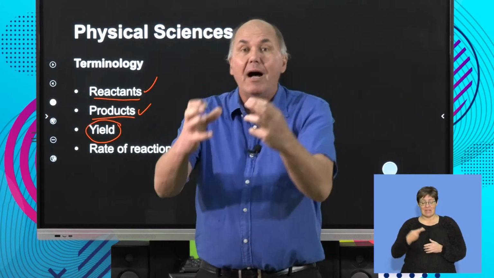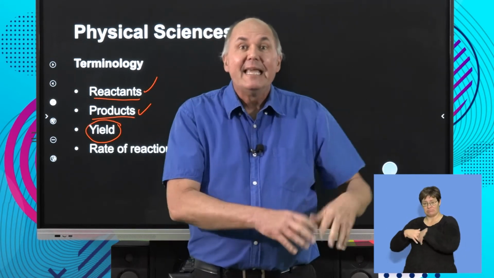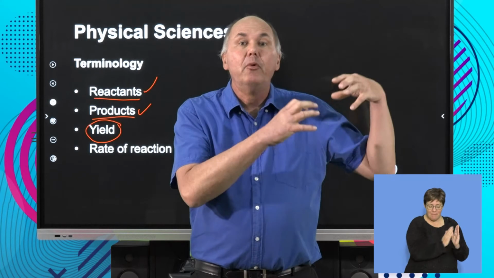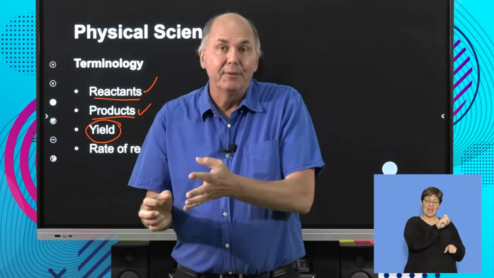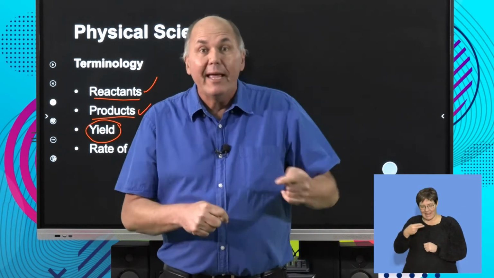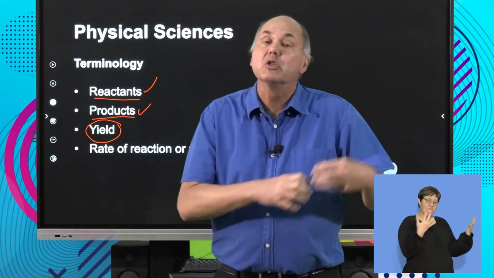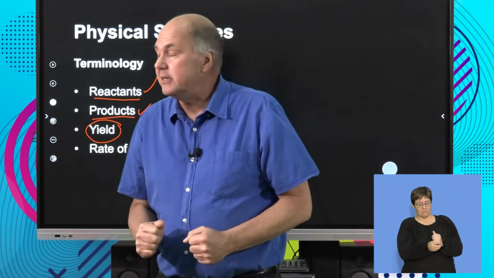Yield is the amount of product. Rate is the time it takes to make the product, or the time for the reactants to be all used up. So there's a slightly different distinction between rate and extent. The extent in the title of this section is about the yield. The rate is about how quickly or slowly we can get the process done.